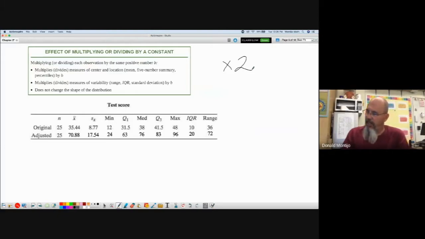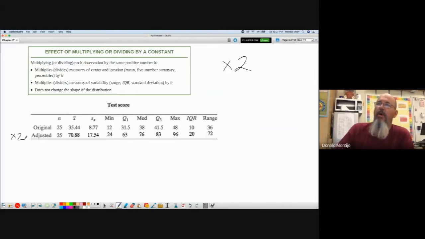Well, let's take a look here. This would be the ×2 data. Okay. The new mean would be twice as high because everybody's score was doubled. So instead of 35.44, now we have a mean of 70.88. Standard deviation doubled, minimum doubled, Q1 doubled, median doubled, Q3, max, IQR, range.